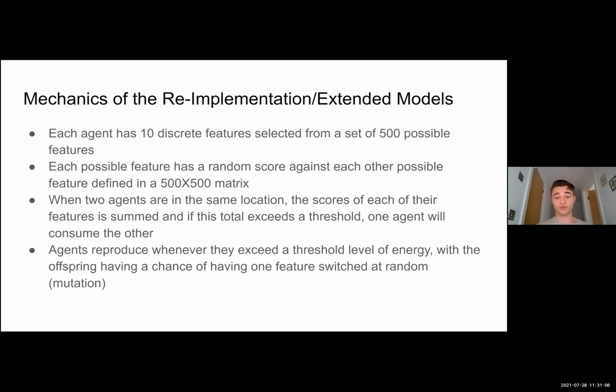And agents reproduce whenever they exceed a set threshold of energy, and the offspring will have a chance of one feature being switched out, which would be analogous to a mutation occurring, which is where the evolution stems from. And the reproduction is entirely from one agent, so it doesn't occur when two agents of the same species interact or anything like that. It's quite simple.